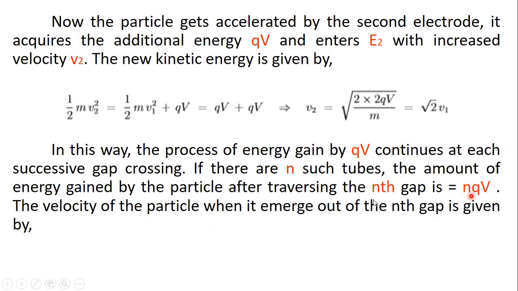When it reaches the nth gap, it acquires an energy n times qV, and therefore the velocity when the particle enters the nth gap is given by root of n into 2qV by m, which is also written as root n times v1, where n represents the gap number. n is equal to 1 for the first gap, n is equal to 2 for the second gap, etc. Okay, so this is an expression. From this expression, you can calculate the velocity.